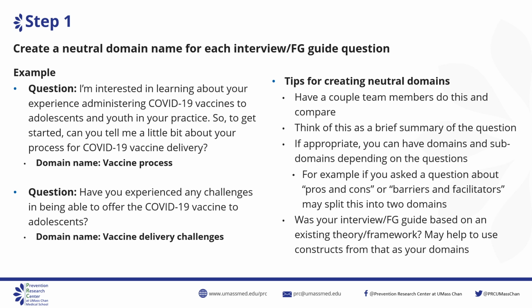So I've given some examples on the left. Most of the examples that I'm citing are from the work that we did during COVID-19 vaccination on vaccine promotion and addressing vaccine hesitancy. So for example, this first question, to get started, can you tell me a little bit about your process for COVID-19 vaccine delivery? And we call this domain name vaccine process. Second example, have you experienced any challenges in being able to offer the COVID-19 vaccine to adolescents? And we call this domain vaccine delivery challenges.